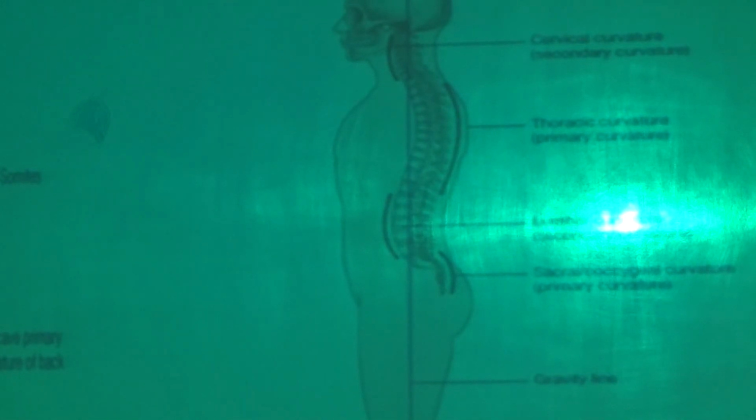Now at the level of the cervical area, you will find there is a curvature here. These are known as secondary curvatures. Why? Because they were not present at the beginning. They are developed after the primary curvatures, during the development period. This one develops when the baby is able to hold the head up, and when the baby is able to stand, then there will be a lumbar curvature.